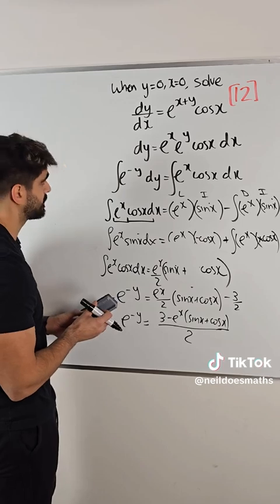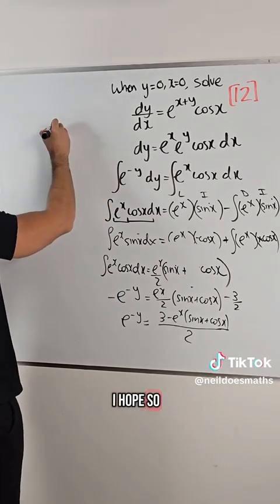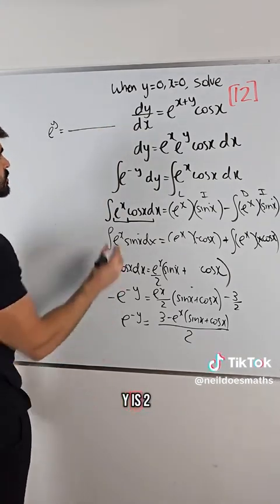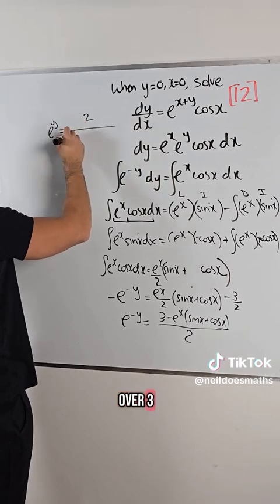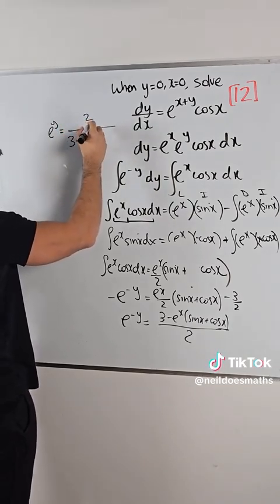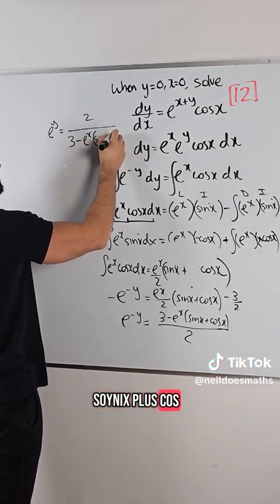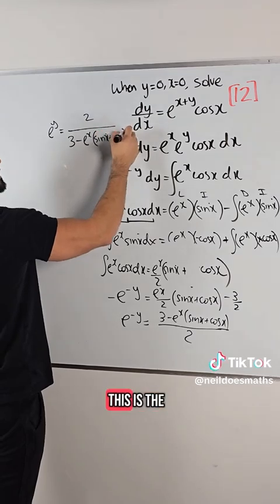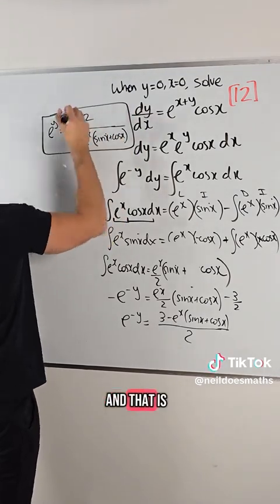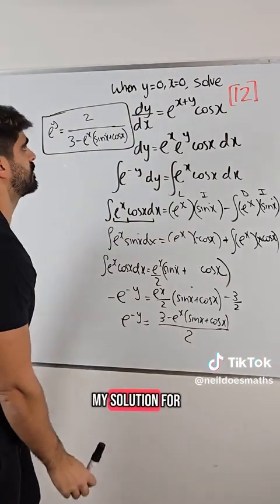Can you guys see over here? I hope so. Anyway, I'll read it out to you. So e to the y is 2 over 3 minus e to the x (sine x plus cos x). And I think this is the form they would want you to leave your answer in. And that is my solution for 12 marks.